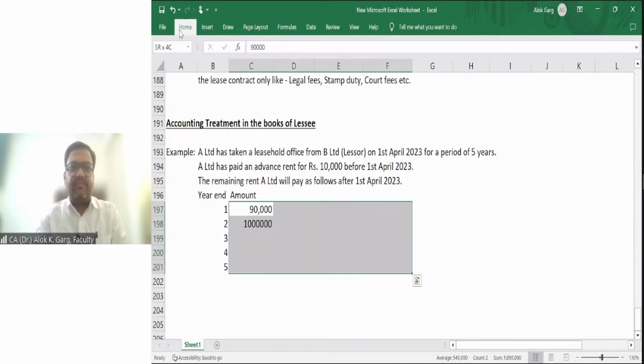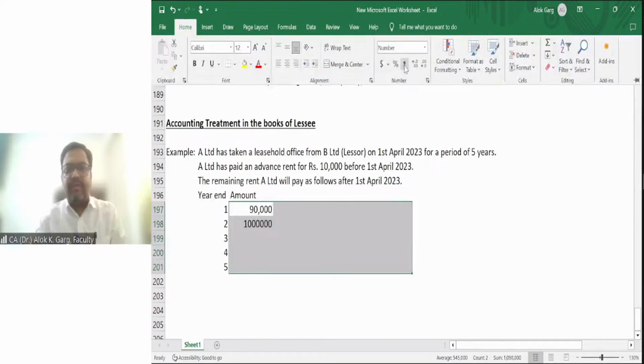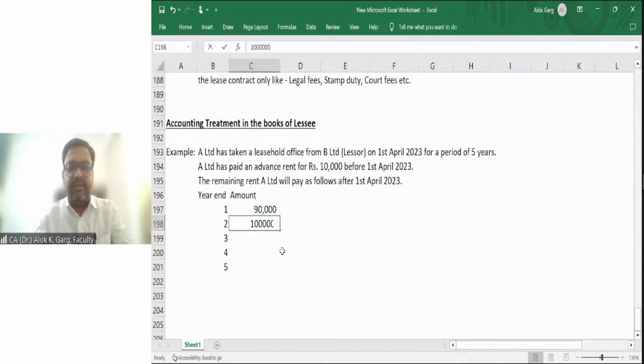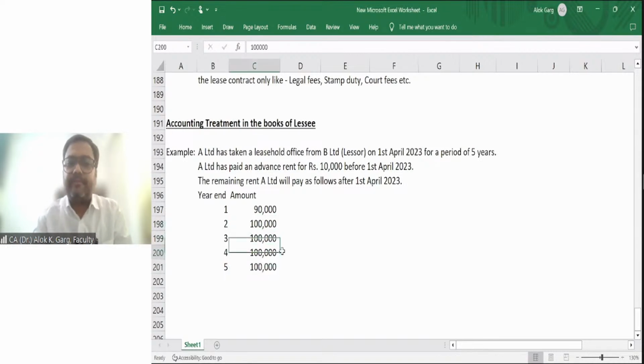I hope my Excel file is visible to all of you. Because one of the students is saying that the Excel file is not visible. So guys, are you able to see my Excel file? Because this is there on my screen sharing. Okay, Shruti has confirmed that it is visible.